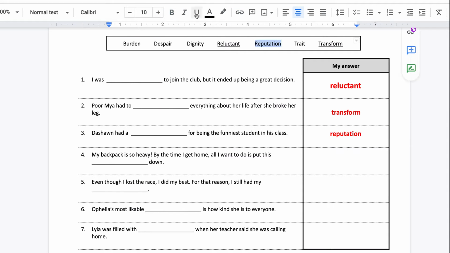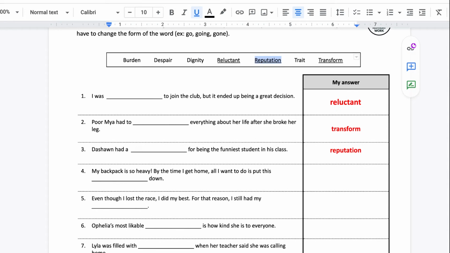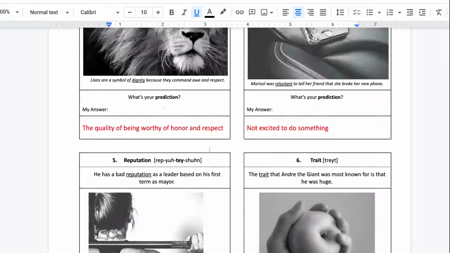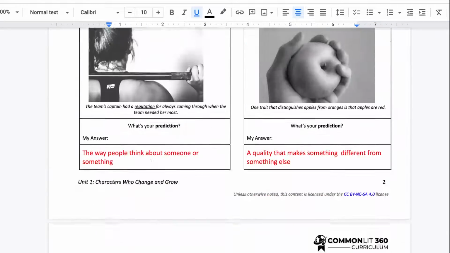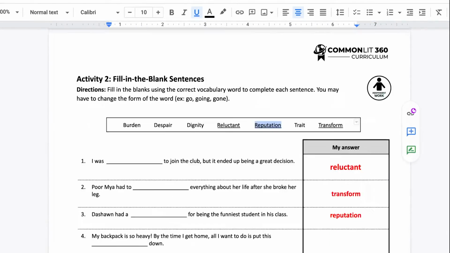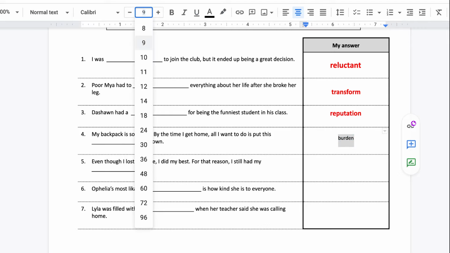So we've used reputation. Now we have just a few words left to choose from. Number 4, my backpack is so heavy. By the time I get home, all I want to do is put this blank down. So I noticed the word heavy, and way back when we first started looking at these vocabulary words, remember that image of what this woman is carrying here is very heavy. So burden means to carry something that is heavy, and a heavy book bag could definitely be a burden. So we're going to put the word burden, BURDEN, in for answer number 4.